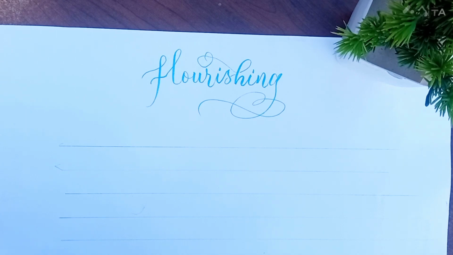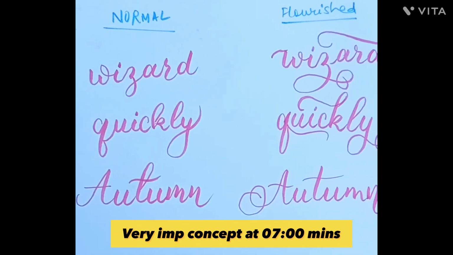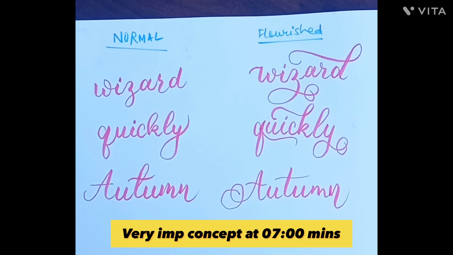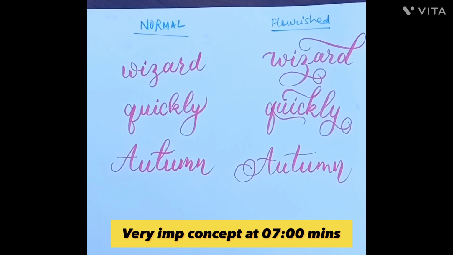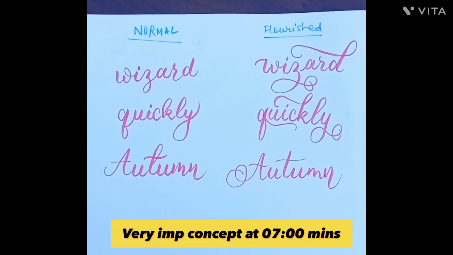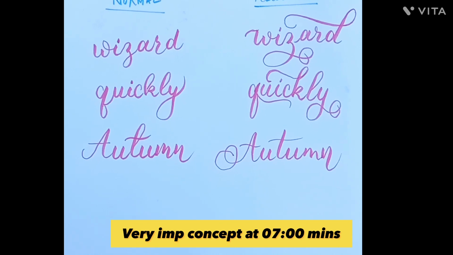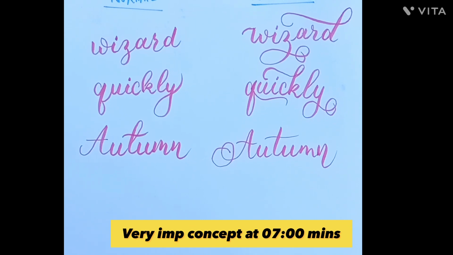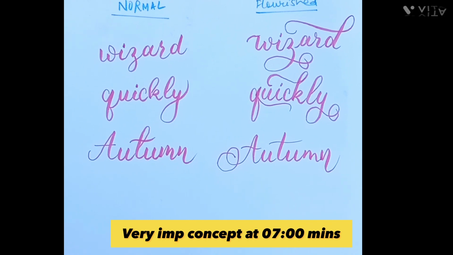In today's video we will learn about flourishing. How I have written normal words: wizard, quickly and autumn, and here is the flourished way to write those similar words. So this is what we are going to learn in this video, the technique. Flourishing is something which is the advanced stage of calligraphy. People do not tell this concept on social media very easily. They might charge you or sell you courses to teach you this concept, but here in this video you will learn this technique and the secret of flourishing for free.